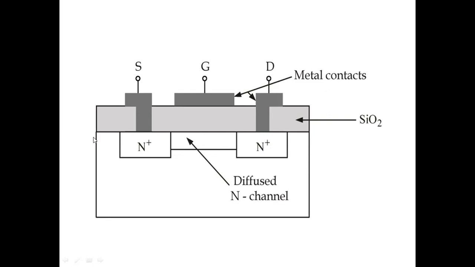And now after the diffusion process, an ultra thin layer of insulating material made of silicon dioxide is laid over the entire surface of the P-type substrate.